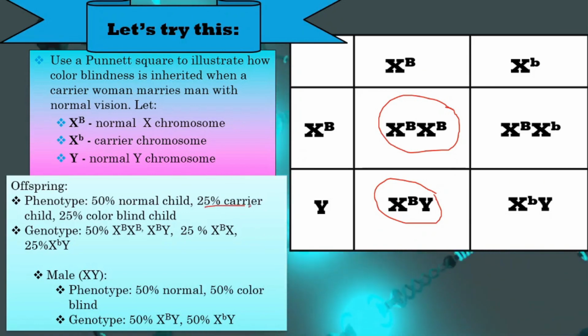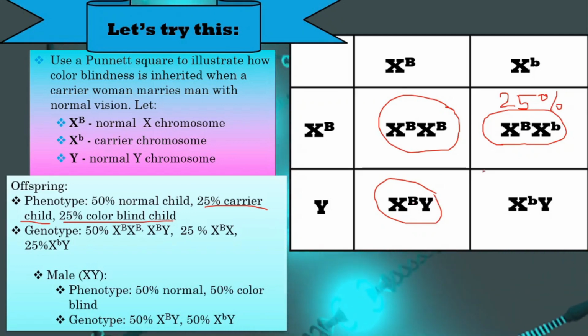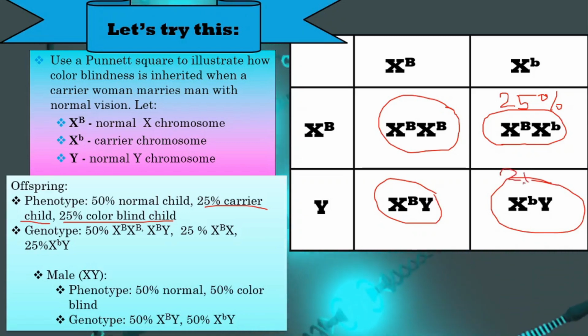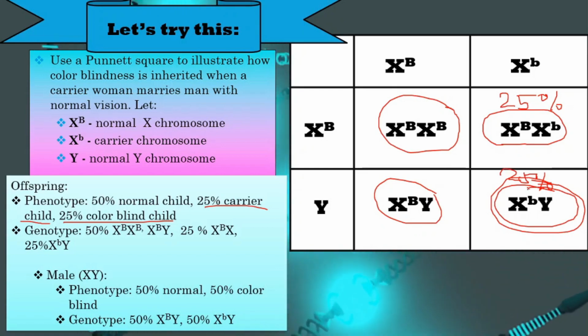Another phenotype is 25% carrier child. In this part, X with the small letter b is the carrier. So this is the carrier, which is only one box, 25%. And the last one is the colorblind child. This one, 25%. Again, why is this part colorblind? Because the male has only one X chromosome, therefore he will be affected by the X-linked trait.